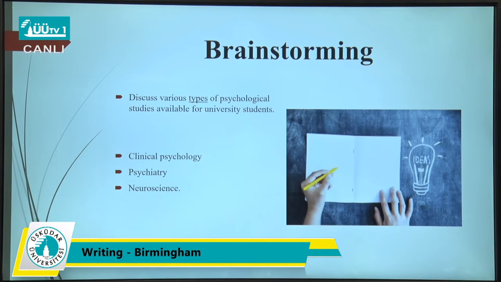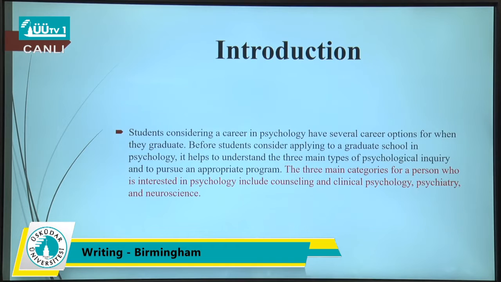Today we are discussing different types of psychological study available to you as a university student. Okay, so again I insist that we are talking about different types, different classes, different categories of university student. Of course we are talking about the psychological part. So we have three categories here. The first type will be clinical psychology, the second one psychiatry, and the last one neuroscience.